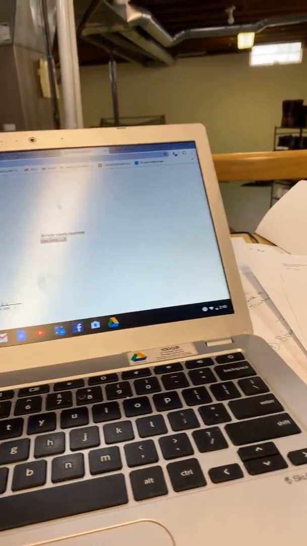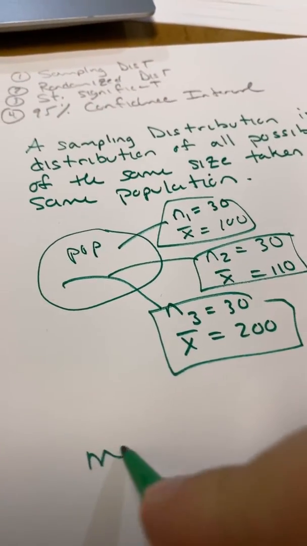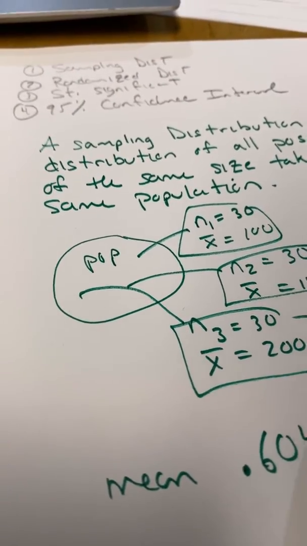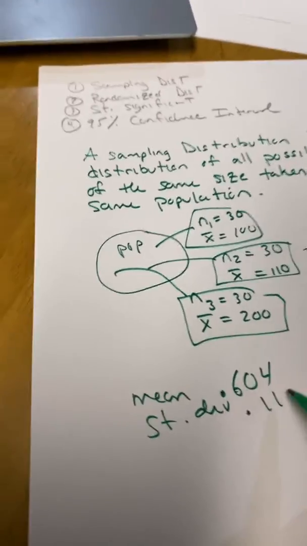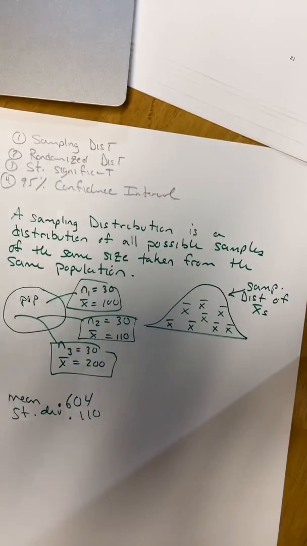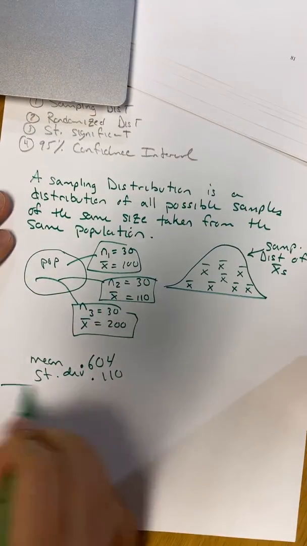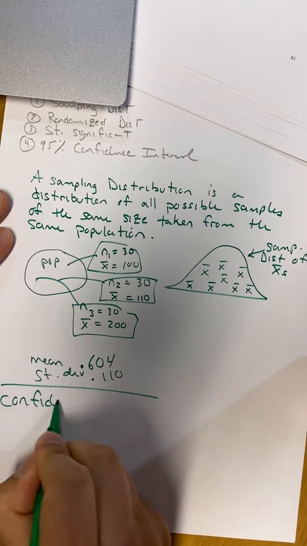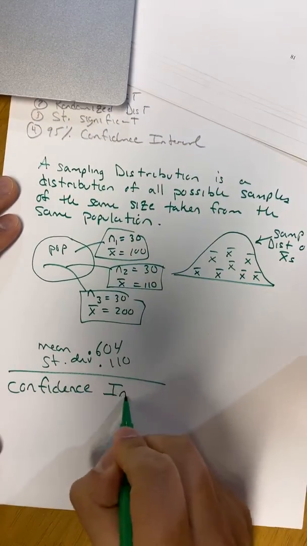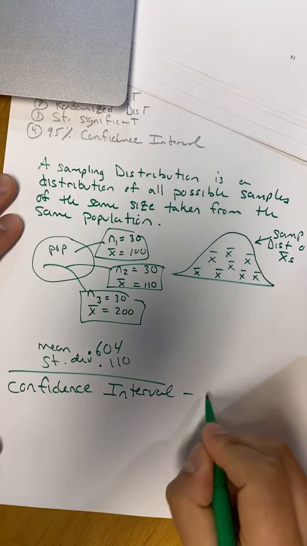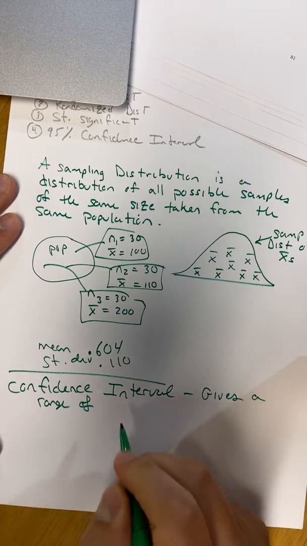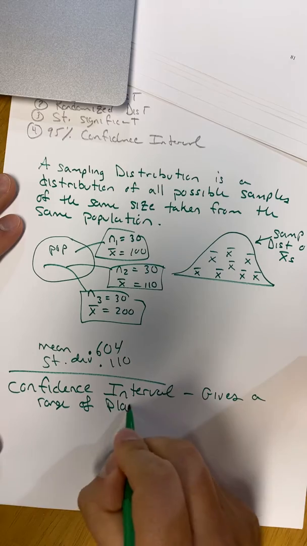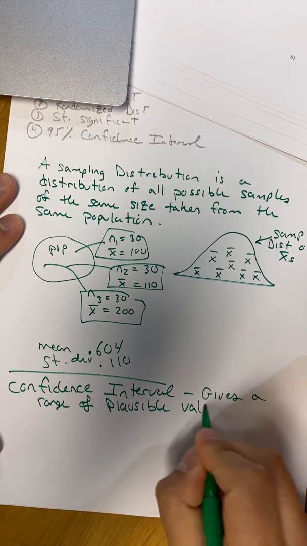Okay, so in that example, the mean was 0.604 and the standard deviation was 0.110. So there's something called a confidence interval. A confidence interval gives a range of plausible values.